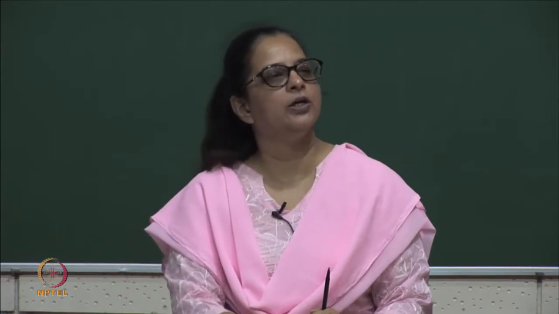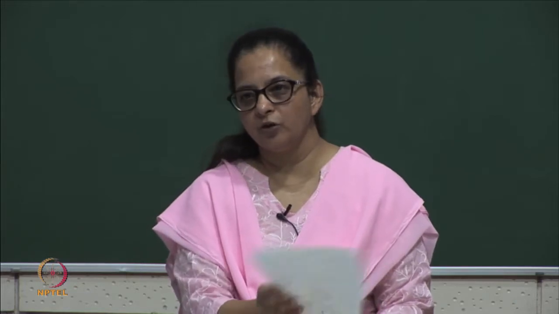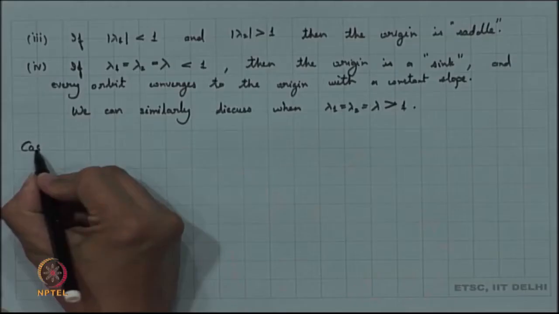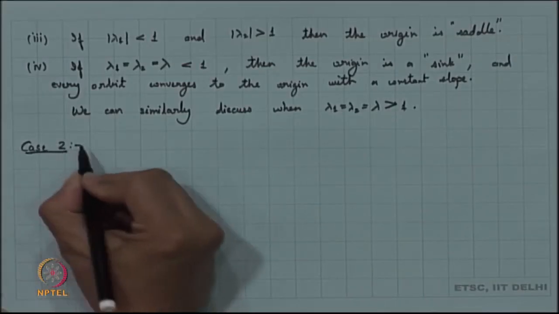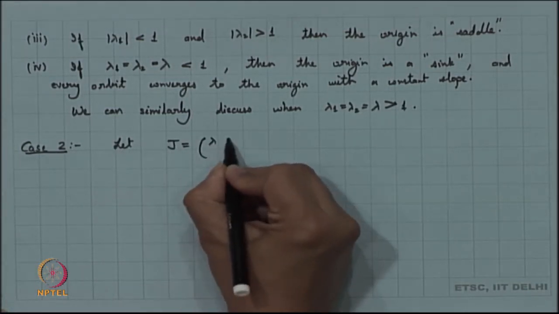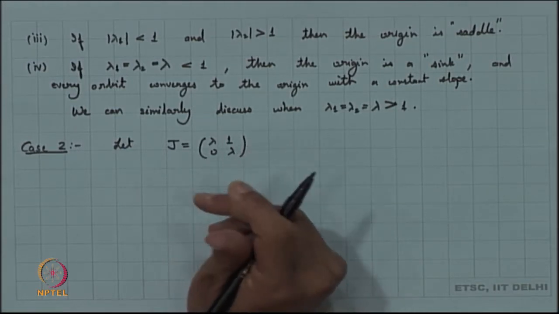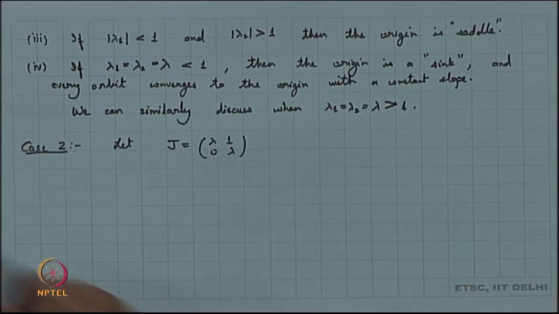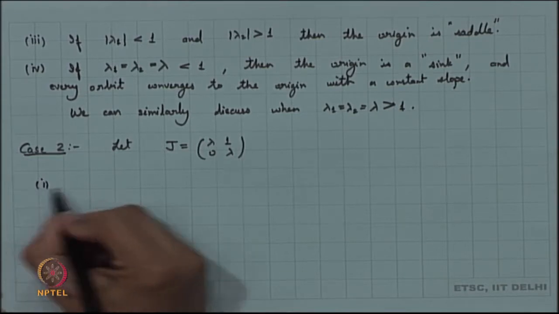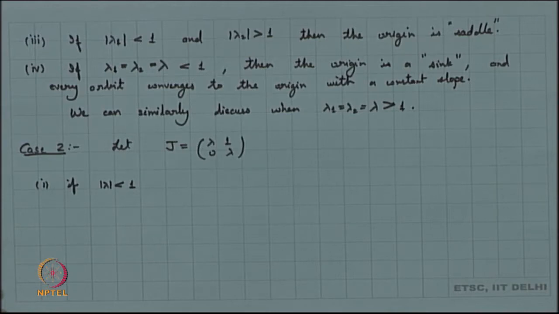So, we are interested in looking into what happens now if your Jordan form, because we know that there are 3 types of Jordan form. We are looking into the second case, case 2, where my Jordan form is of the form lambda 1 0 lambda. So, basically I have an eigenvector and a generalized eigenvector. What happens if mod of lambda is less than 1? Let us look into the first sub case here.